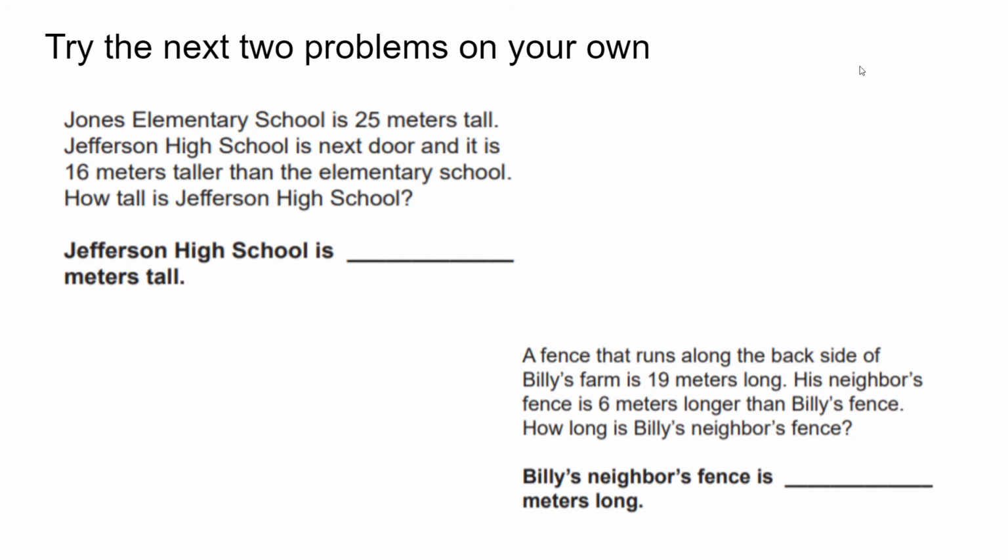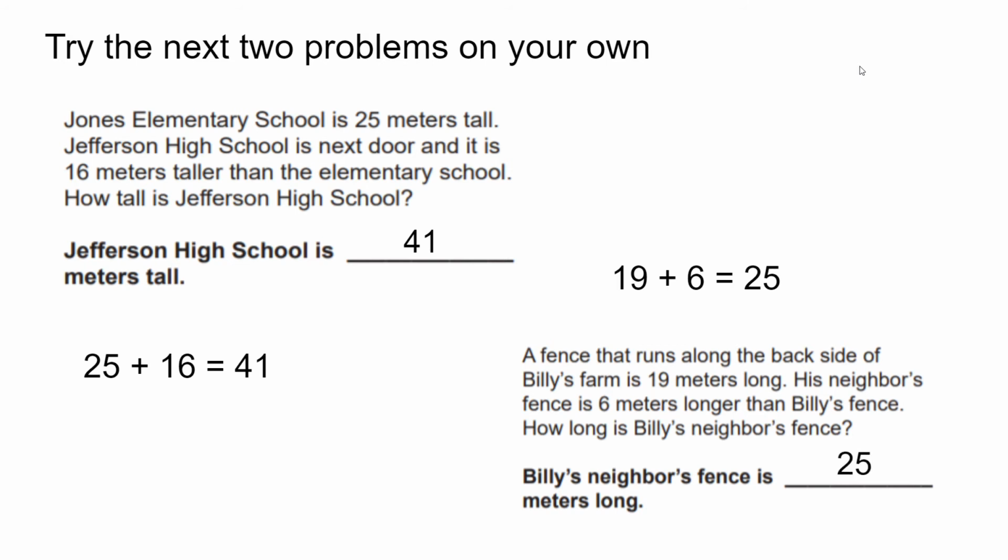Okay, you pressed play again. We're back. Let's do the answers. So for the first problem, if you got 25 plus 16, which is 41, so Jefferson High School is 41 meters tall, you are correct. Great job. And for the next one, if you got 19 meters plus 6 meters, means that Billy's neighbor's fence is 25 meters long, you are also correct.